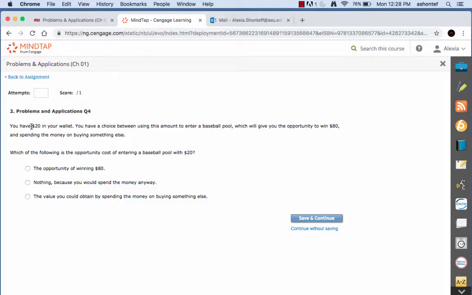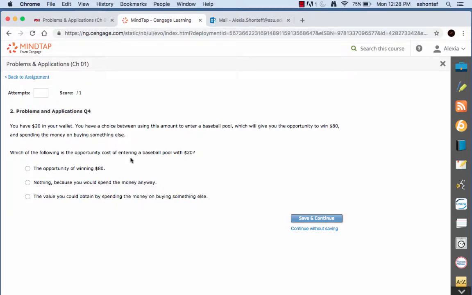So it says you have $20 in your wallet. Sorry for the background noise. So you have $20 in your wallet. You have a choice between using this amount to enter a baseball pool, which give you the opportunity to win 80, and spending the money on buying something else.